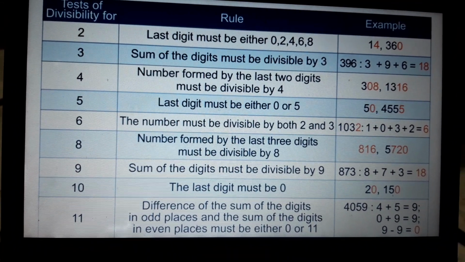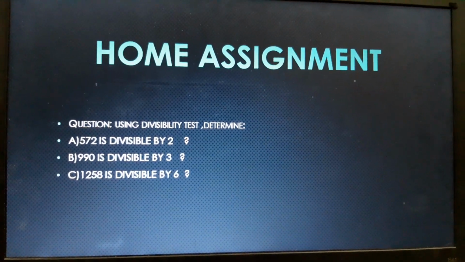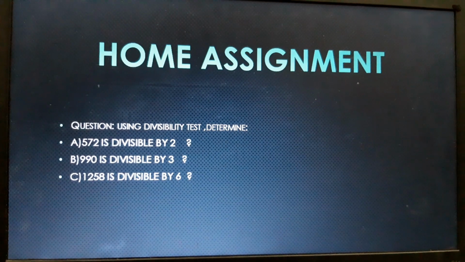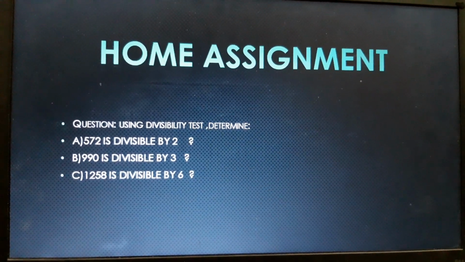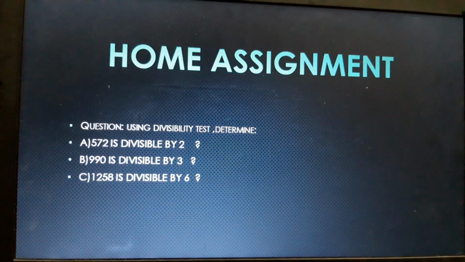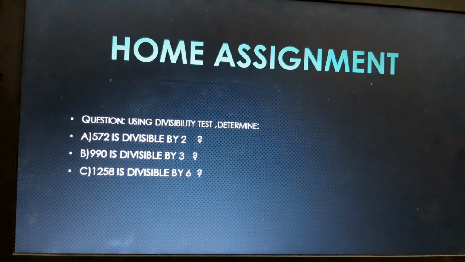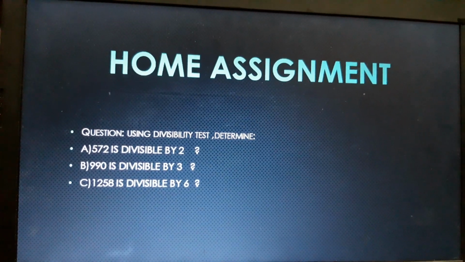Next, your home assignment for today is the question: using divisibility test, determine, A, 572 is divisible by 2 or not. B, 990 is divisible by 3 or not. C part is 1258 is divisible by 6 or not. Note down all the work clearly in your notebooks.